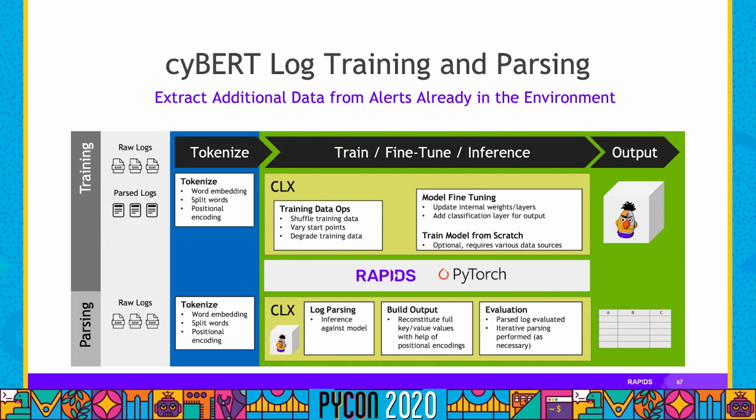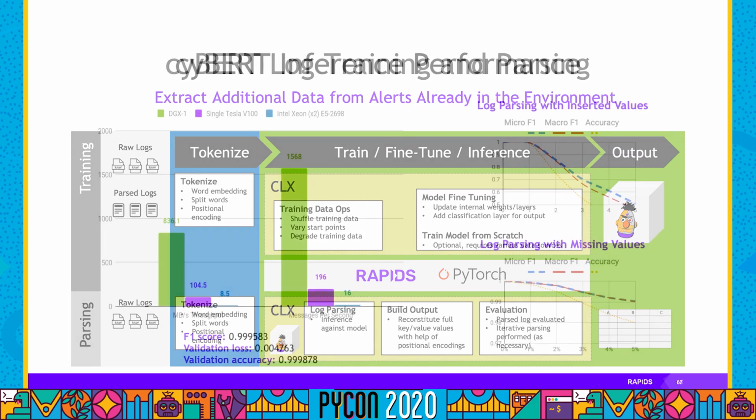This is what the pipeline looks like. There's a training phase, and then there's a parsing phase. I won't go into all of this, but essentially we're using Rapids and PyTorch. We're leveraging the interoperability between Rapids and other GPU packages like PyTorch and DLPack to go to and back from them without copying data. So again, maintaining that speed of light analysis.